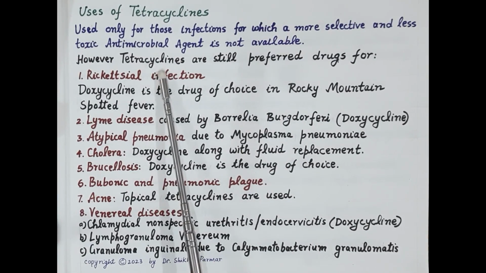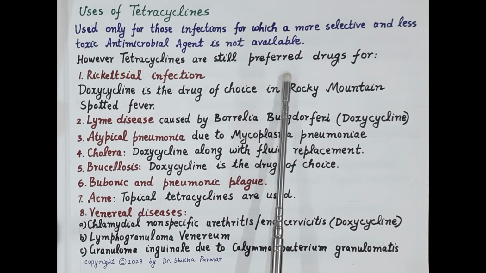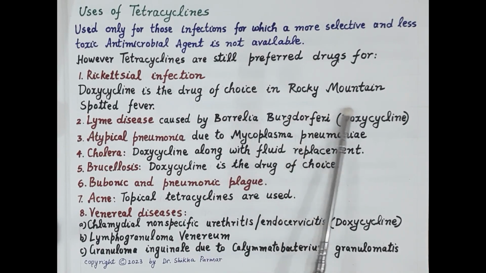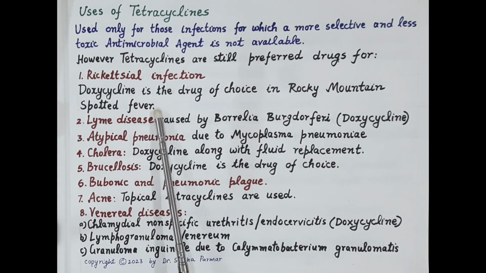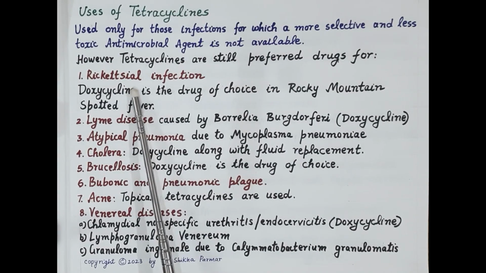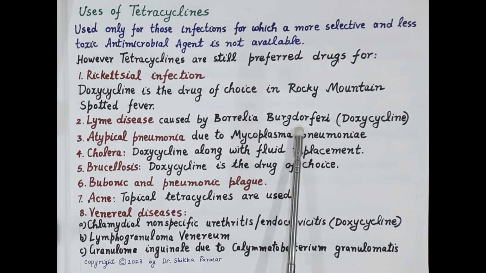Now, let's discuss those indications where tetracycline is still preferred. Now, doxycycline is the drug of choice in Rocky Mountain spotted fever. Now, Rocky Mountain spotted fever is a bacterial disease that spreads through the bite of a tick infected with rickettsial bacteria. Then doxycycline is also preferred in the treatment of Lyme's disease caused by infection due to Borrelia burgdorferi.